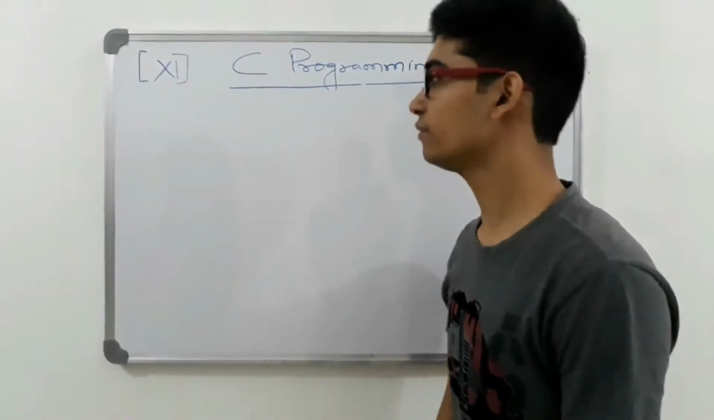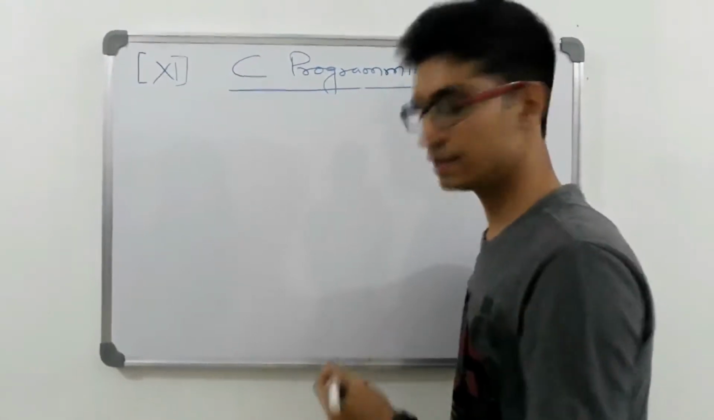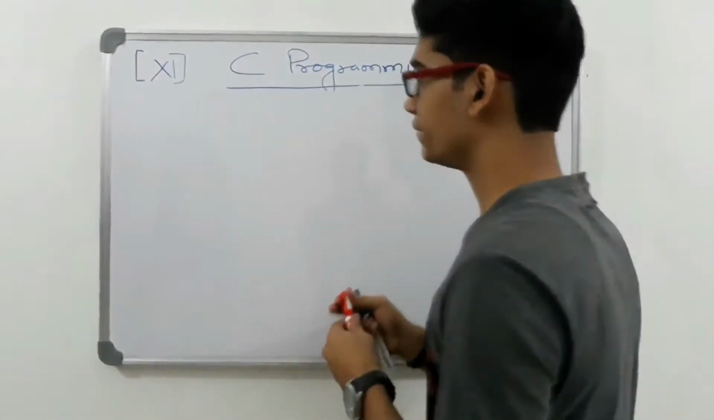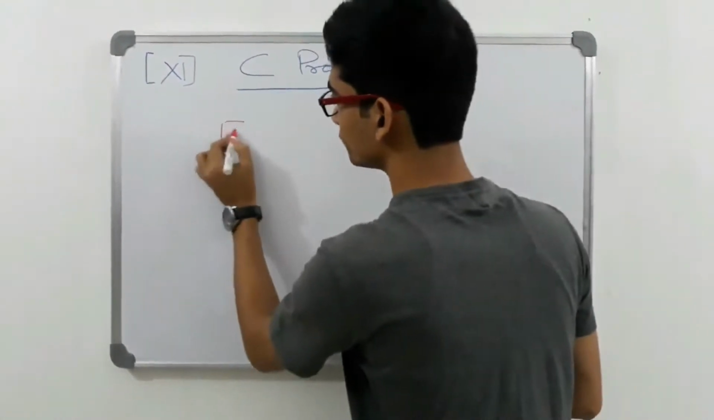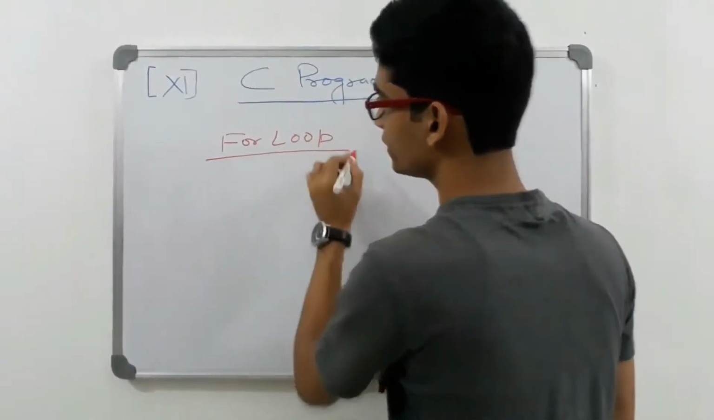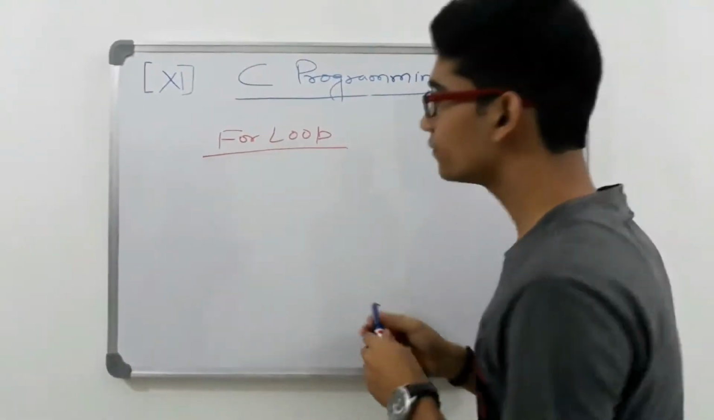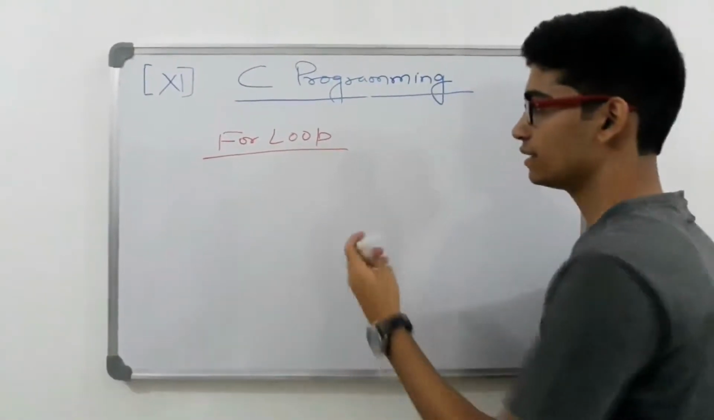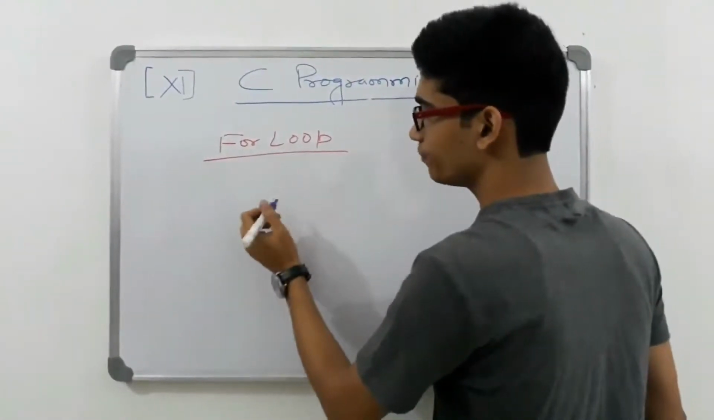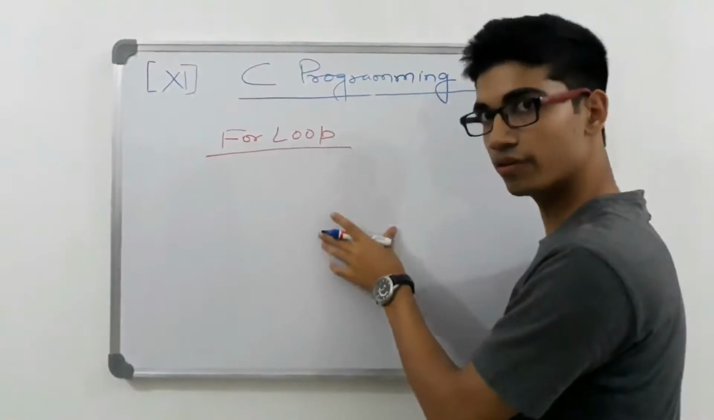Okay, so for loop will be the last looping instruction provided in C that we will see today. So let us proceed. In previous sections we learned about while and do while loops, and today we see for loop. I'm writing a program, then I will explain you the general structure of for loop.